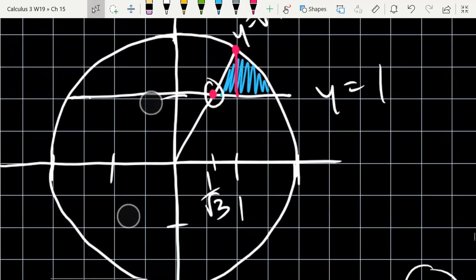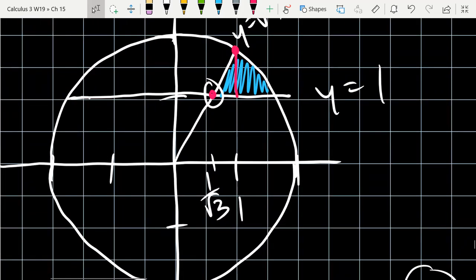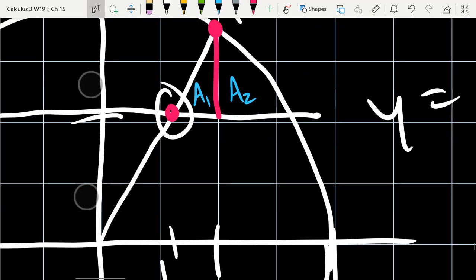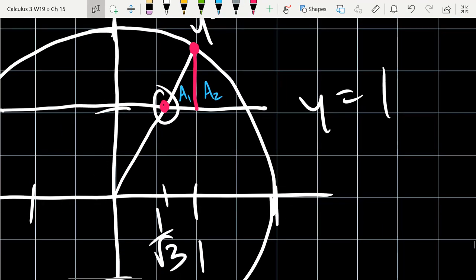All right, this should be enough information to write down the two Cartesian integrals that represent this area. So again, you have a left area and a right area. So we're all on the same page, let's call the left area A1, right area A2. So write down the integral for the area A1 and the integral for area A2 right now.